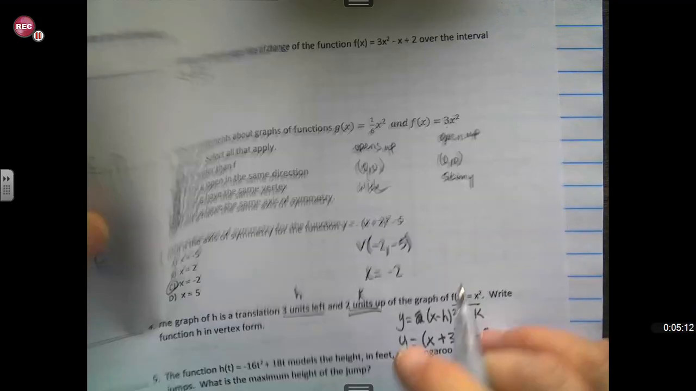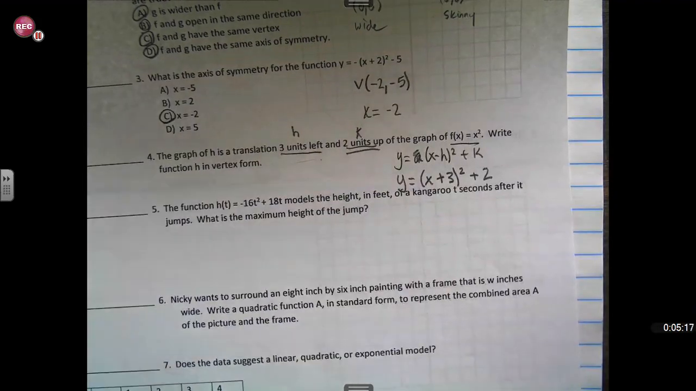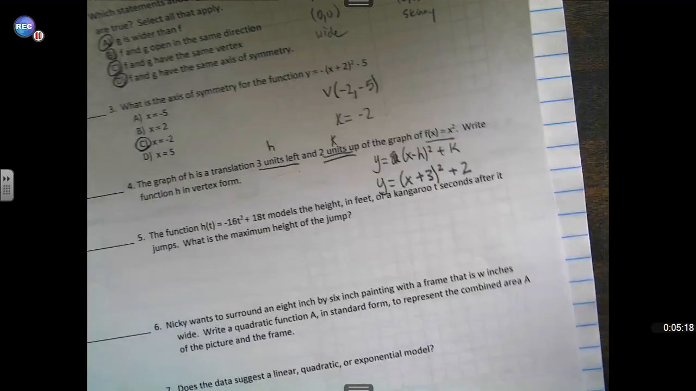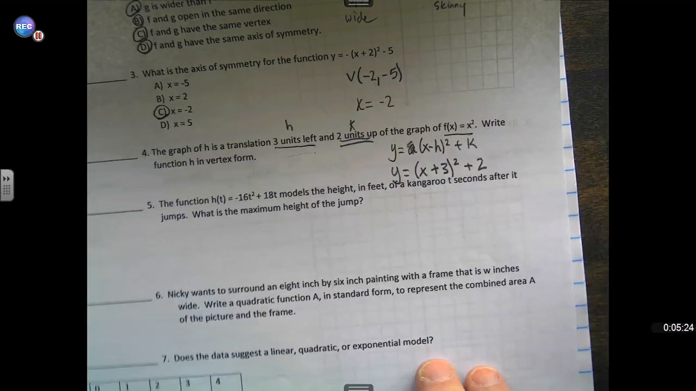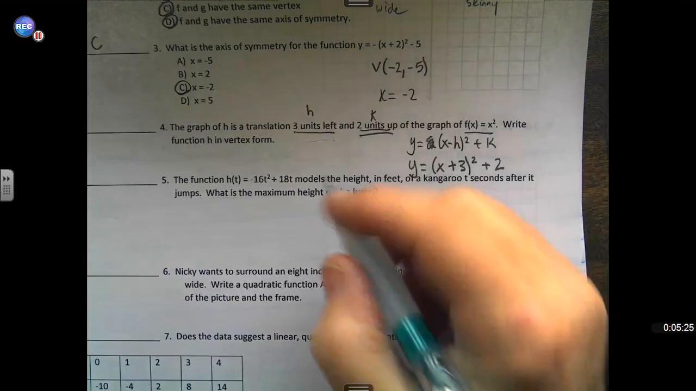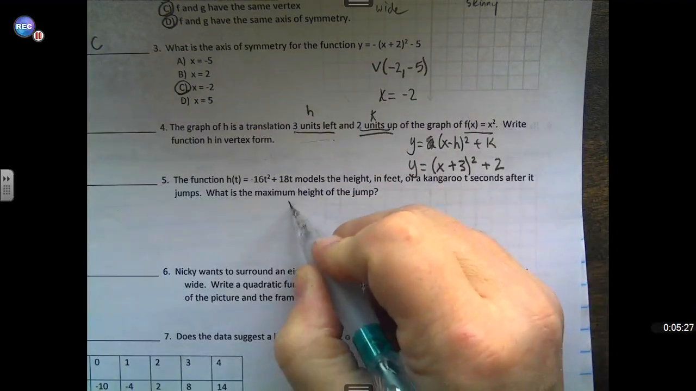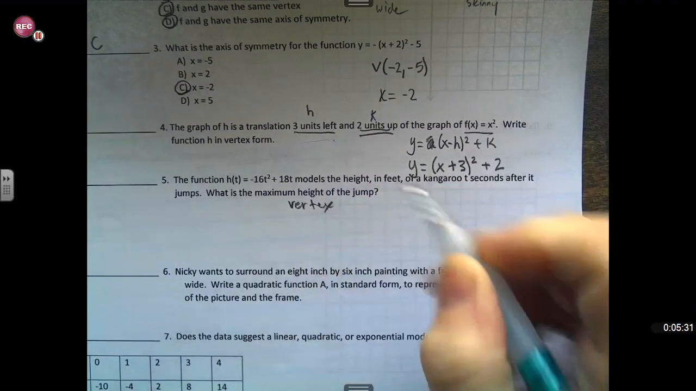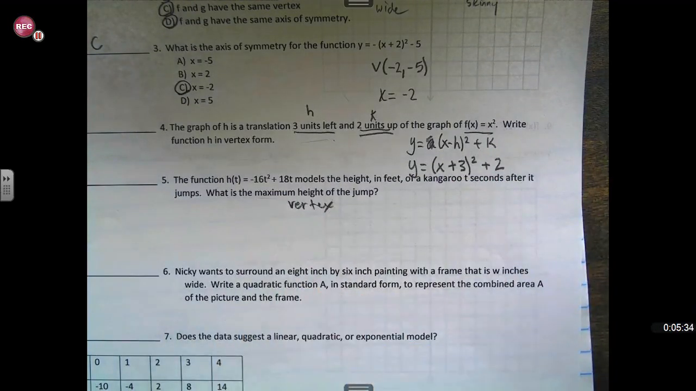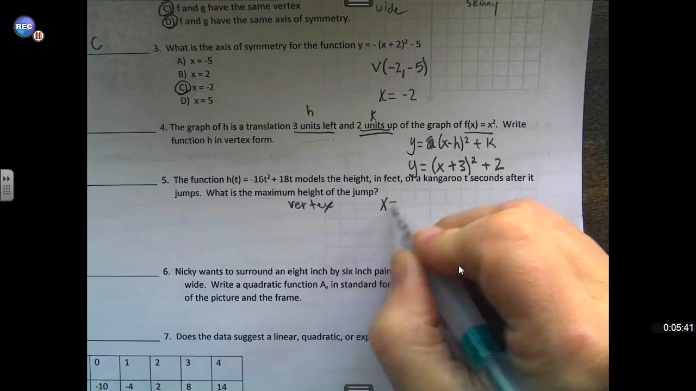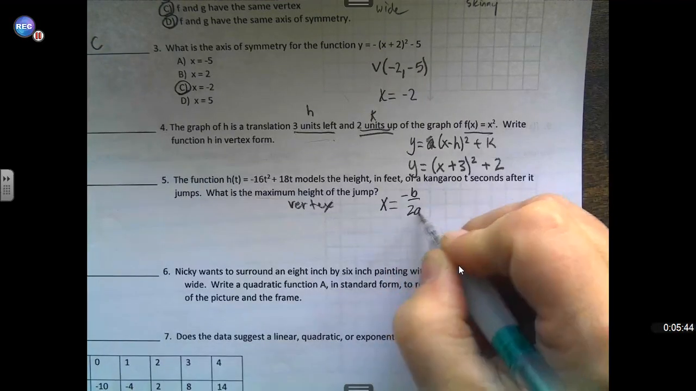Then the next one. The function models the height in feet of a kangaroo t seconds after it jumps. What's the maximum height? And remember, when they ask me to find the maximum height, they're asking me to find the vertex. And here specifically, because they're asking for the maximum height, they're asking me to find the y-coordinate of the vertex. So x equals the opposite of b over 2a.